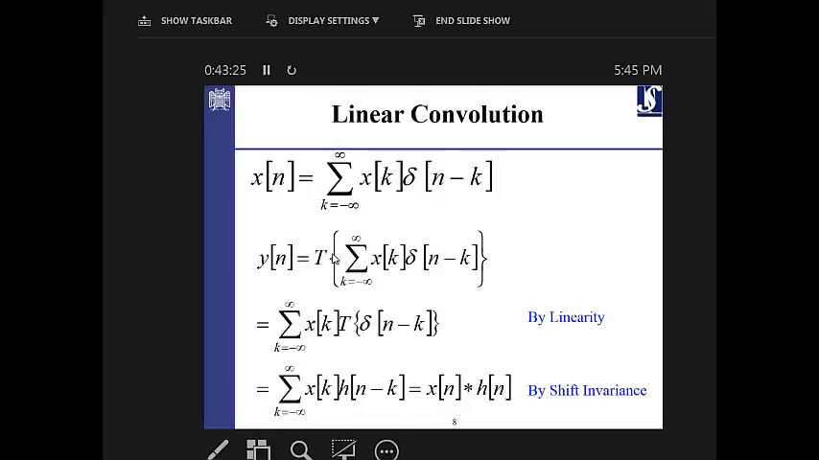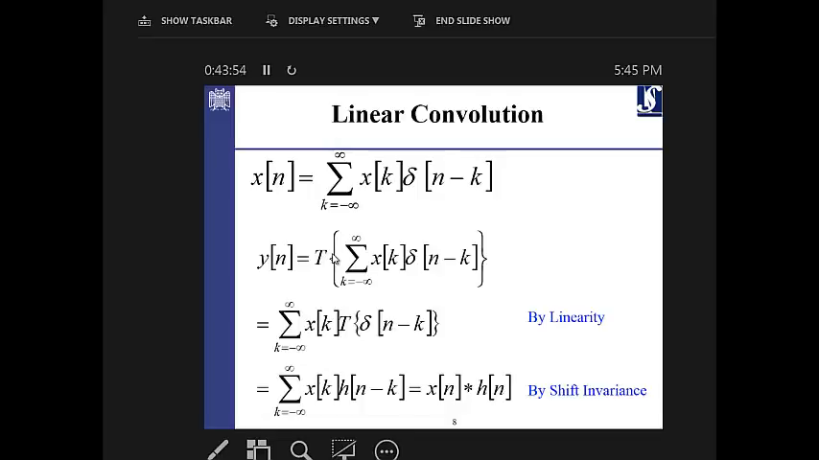So summation is a linear function. Transform is supposed to be a linear transform, LSI system. You can easily replace them, provided that here you have something which is stable, or bounded input, bounded output stability. That's the kind of property you should have. Then you can replace them and you get this.